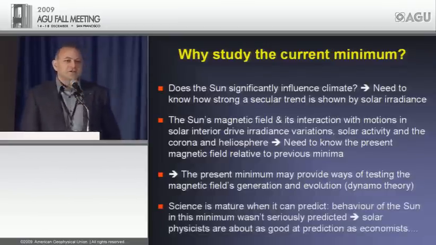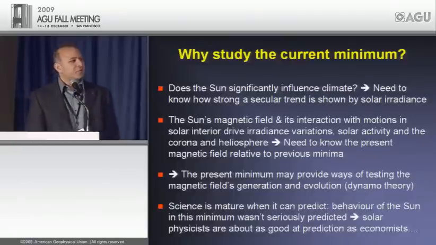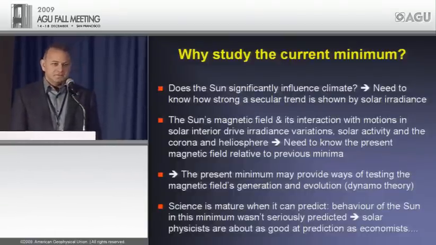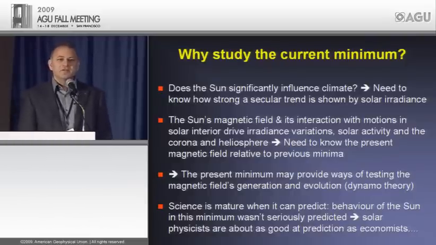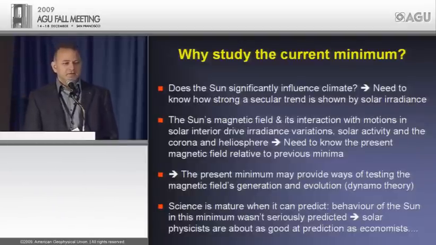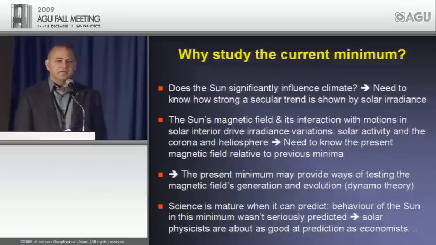One of the definitions of a maturity of a science is that one can make predictions. And to my knowledge, at least, there was no serious prediction about what this minimum was like, which puts us in about the same ballpark as economists. Now, that's a pretty worrisome thought, I think.